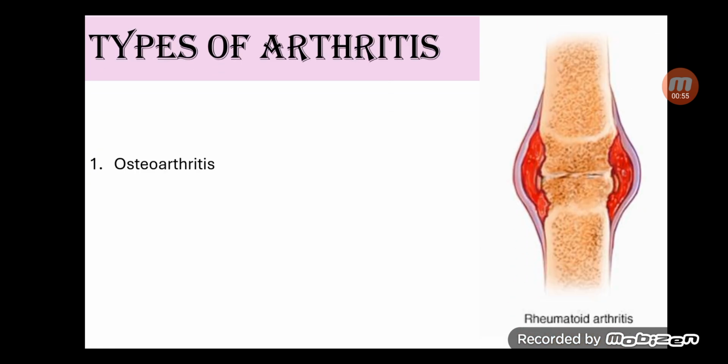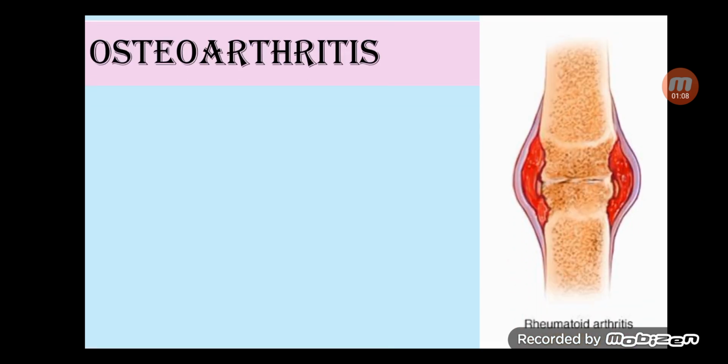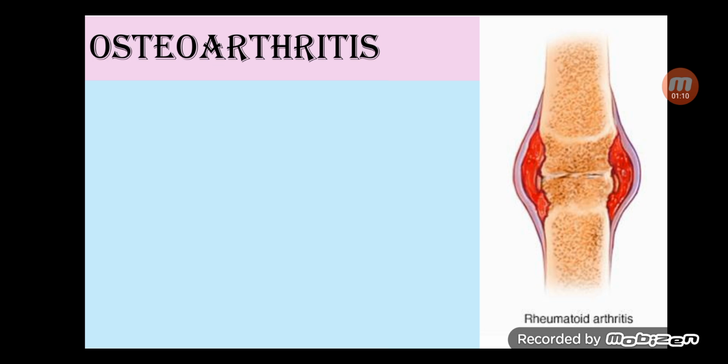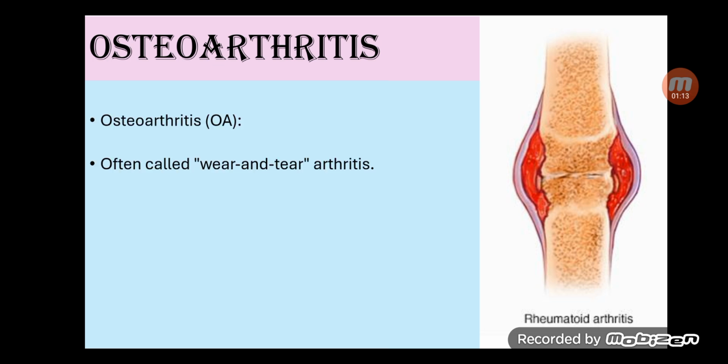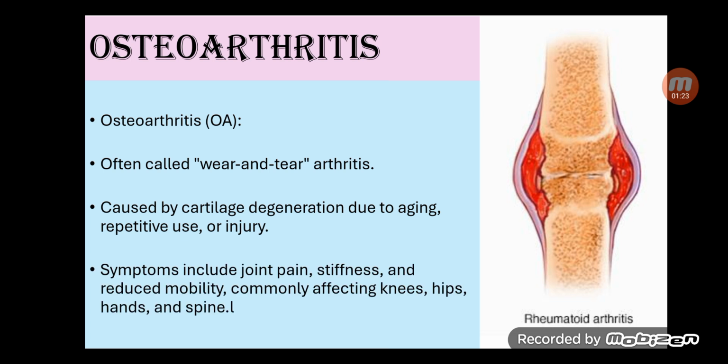Let's talk about the types of arthritis. The first type is osteoarthritis. The second important type is rheumatoid arthritis. Then we have psoriatic arthritis, juvenile arthritis, ankylosing spondylitis. Now let's start with osteoarthritis. Osteoarthritis is often called wear and tear arthritis. It is caused by cartilage degeneration due to aging and repetitive use or injury. Symptoms include joint pain, stiffness, reduced mobility, commonly affecting knees, hips, hands, and spine.